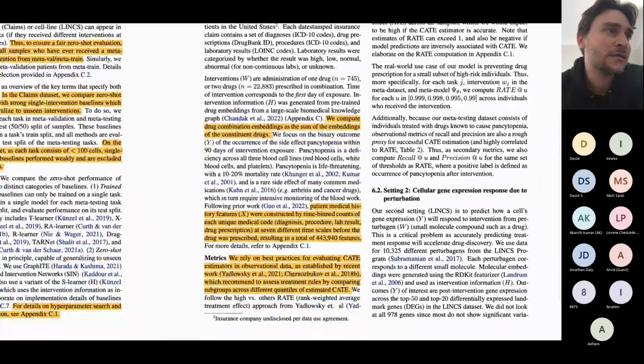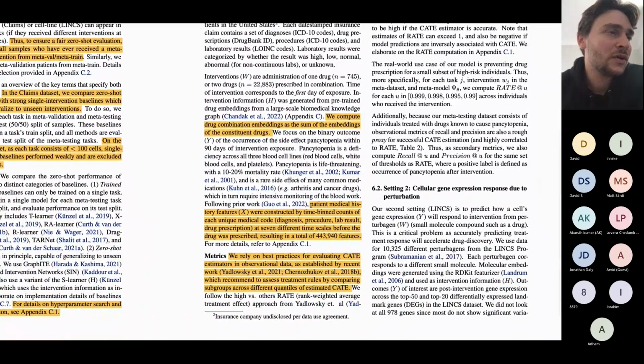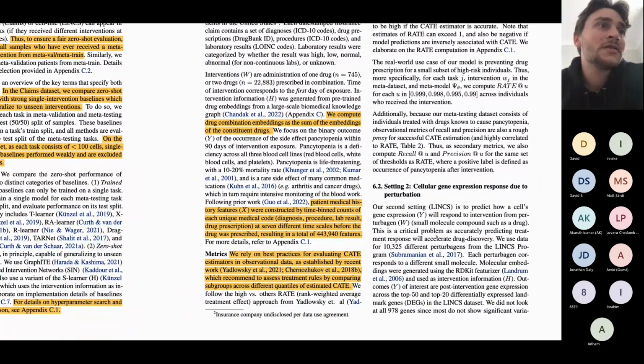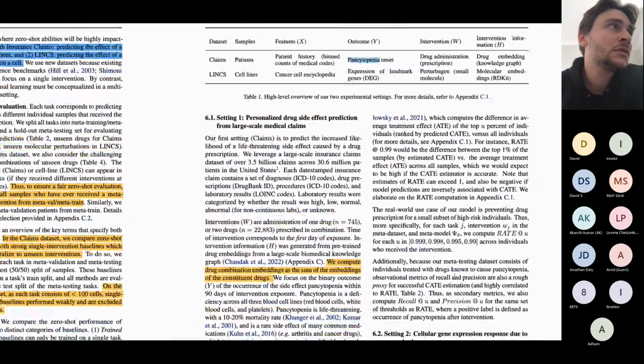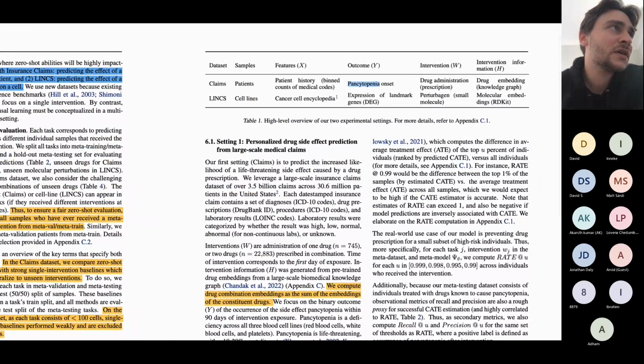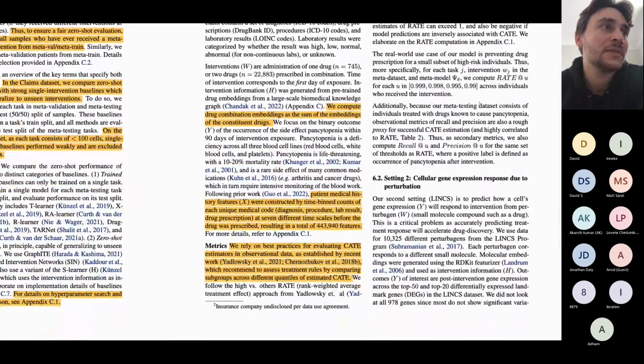And then we'll talk about the first, because we don't have that much time left. But for the second data set, you have a description of the cell, which is a cancer cell from the Cancer Cell Encyclopedia. The outcome is the expression of landmark genes, and the intervention is introducing one of many kinds of molecules to the cell, a perturbagen. They describe it using RDKit molecule embedding, which is probably some model for doing molecule embeddings.